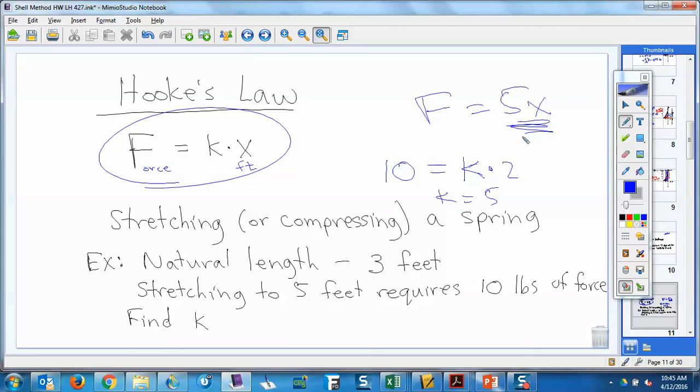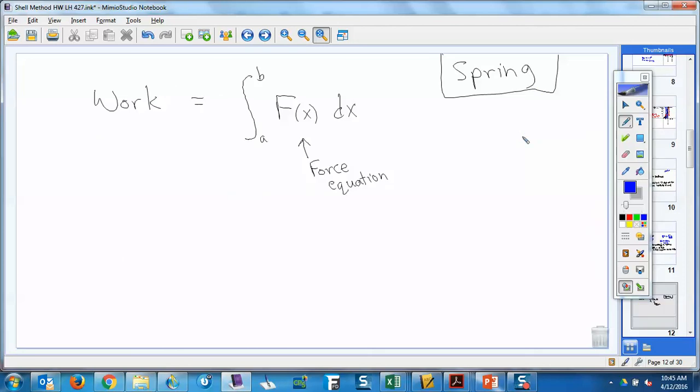Okay, so here is the equation for the amount of work done. Big F is the force equation, which we just found out in this problem was 5x.